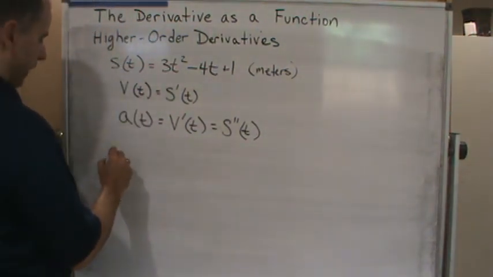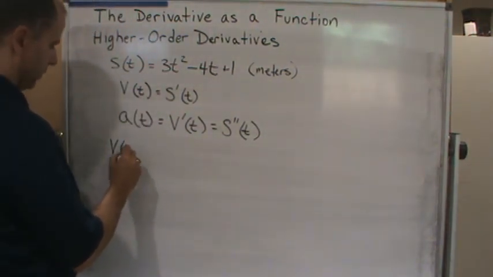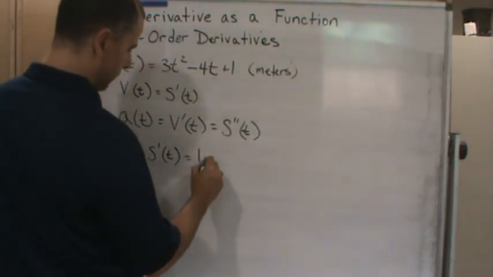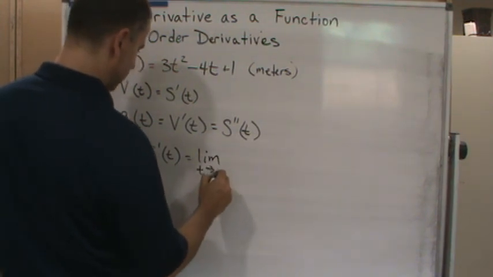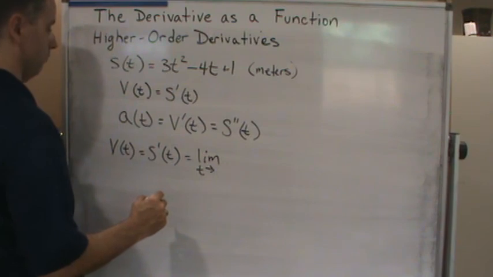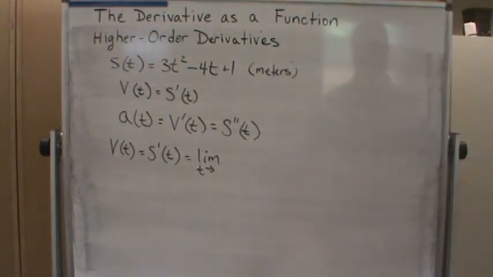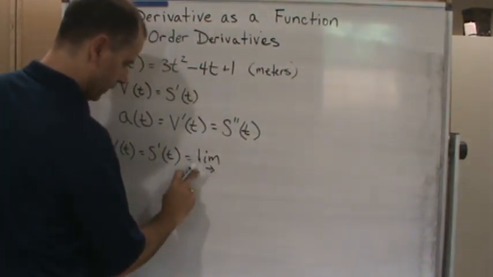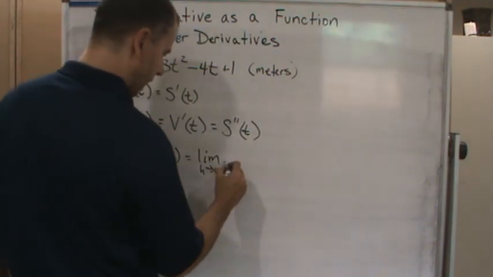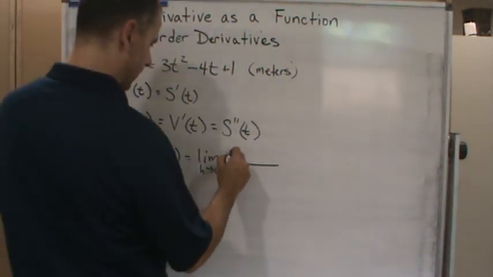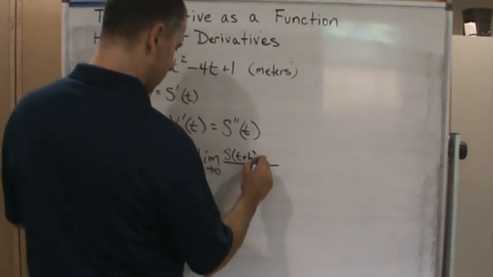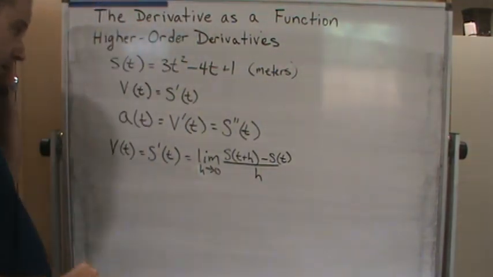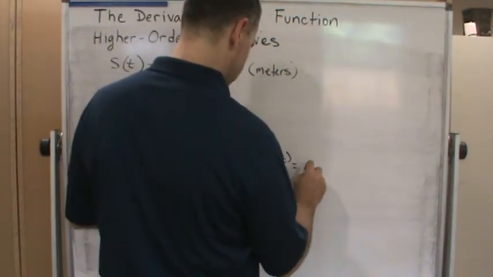Okay, so we're going to find velocity first, which is equal to s prime of t, which is equal to the limit as, hold on a second. Oh, h. Is it t? No, h. Just confusing myself. The limit as h approaches 0 of s of t plus h minus s of t over h. Okay. So now all we're going to do is simplify.